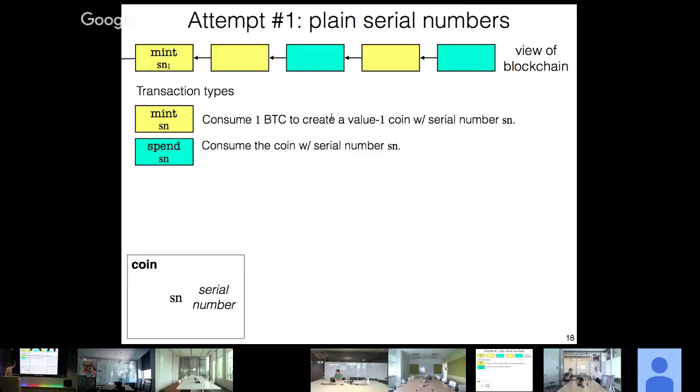So let's see. Someone could just post a mint transaction saying, hey, world, I have made a coin with serial number SN1. Maybe somebody else, or maybe you again, say, hey, world, I've created a coin with serial number SN2. And then maybe this person decides, okay, I'm spending it. Here it is, I'm burning it up. And it continues like this.